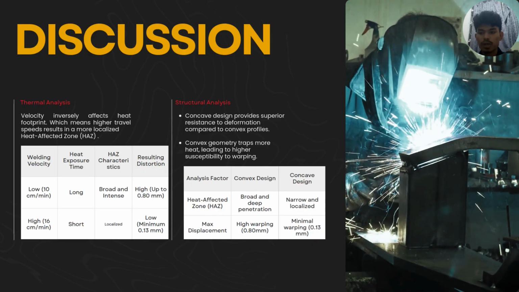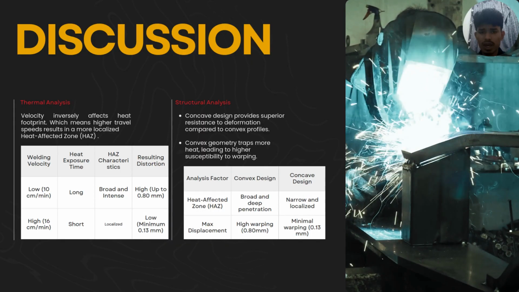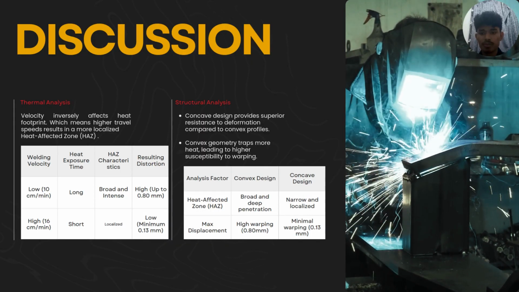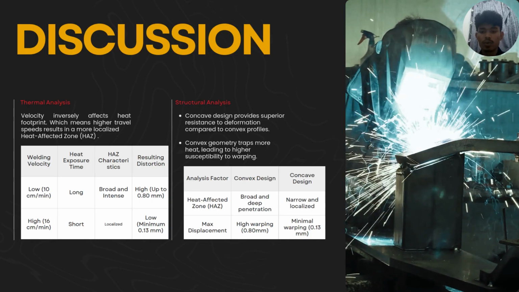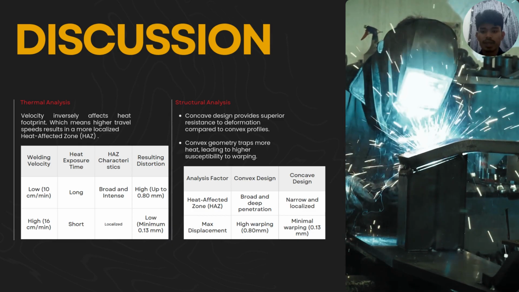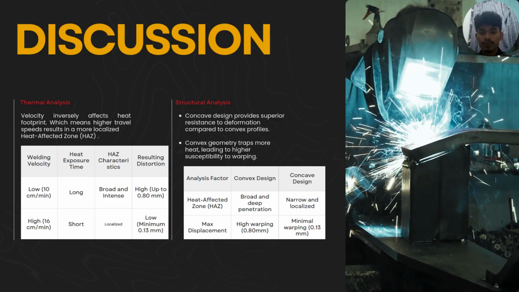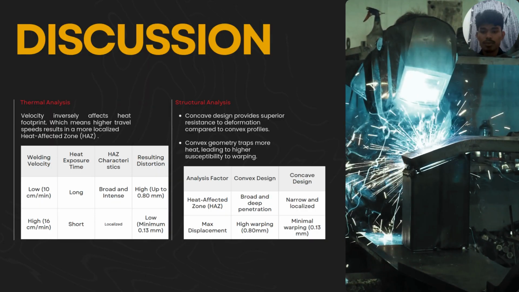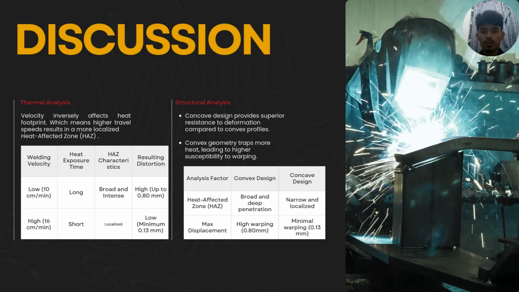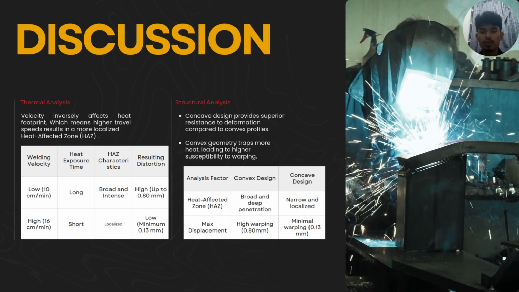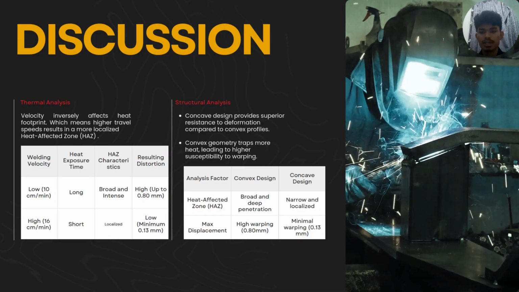When we look at the mass displacement, they both have a different value. The convex design has high warping, about 80 mm, and the concave design has minimal warping, about 13 mm. So there's a big difference when we have a different weld design, I mean throat design, the concave and the convex.